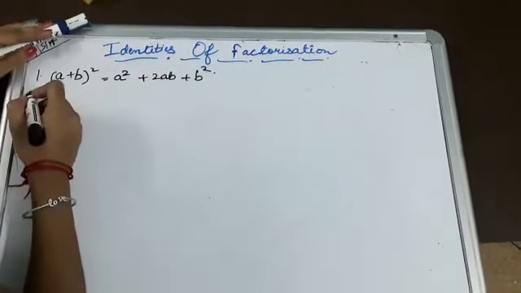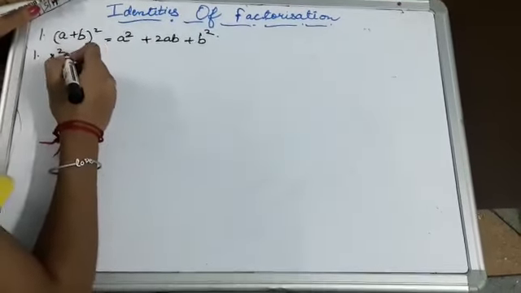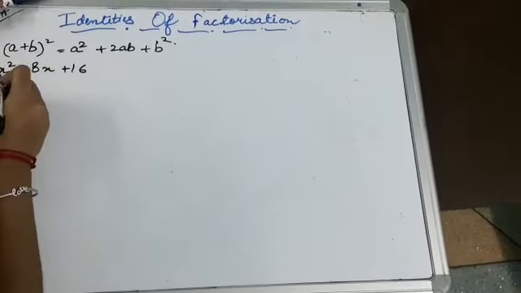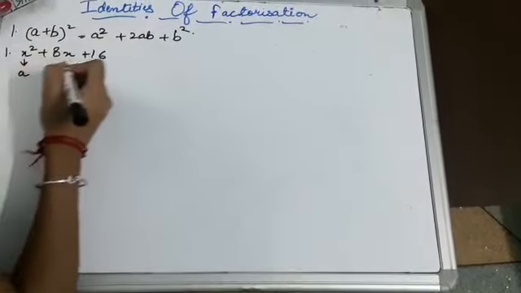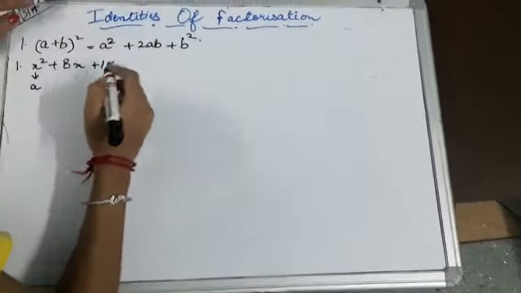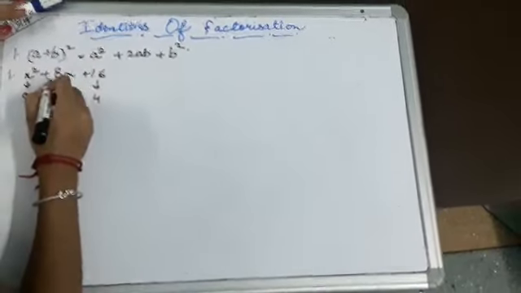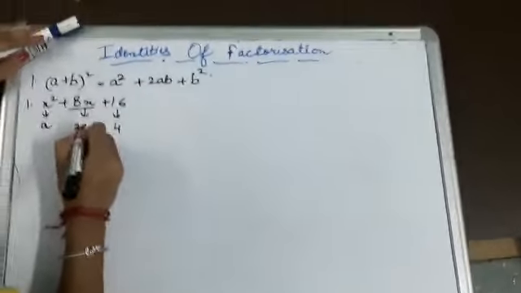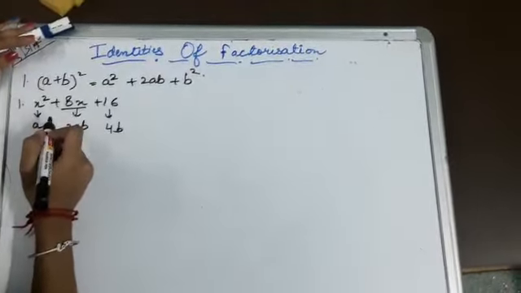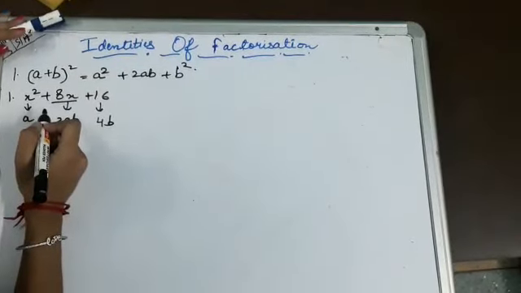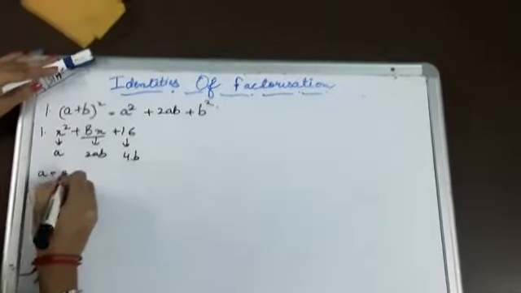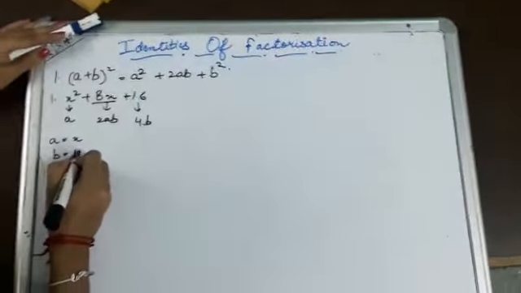Let's take an example. First, x square plus 8x plus 16. In this, we take x square as a square, and 16 as b square. What is the square root of the number 16? That is 4. And 8x as 2ab. Now, we have to factorize this expression. How do we factorize this expression? We see that in this, a is x and we get b as 4.